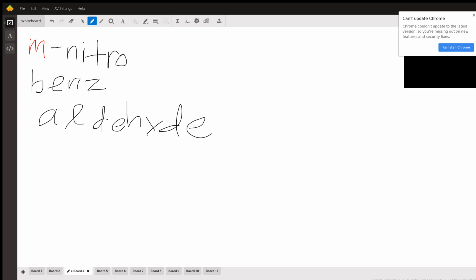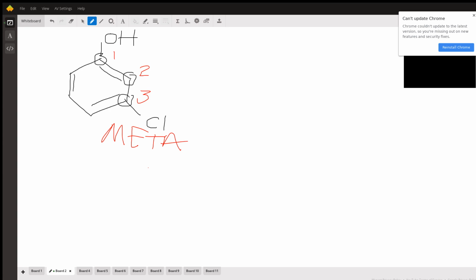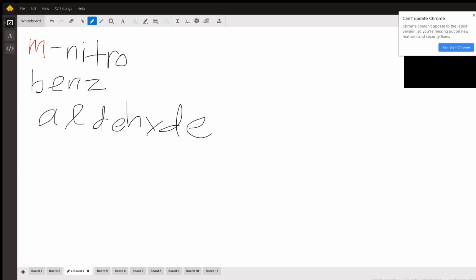m-nitrobenzaldehyde. Okay, so notice the first one, 3-chlorophenol. It didn't name it specifically. I don't know why, but it didn't say specifically that this was meta. I forgot to mention that too. Notice the position of the alcohol in comparison to the haloalkane. It said 1,3 to each other. If you look at the position, it's meta. You could apply that to this. But the next one blatantly says it. You notice I got that m in red because it says m-nitrobenzaldehyde.